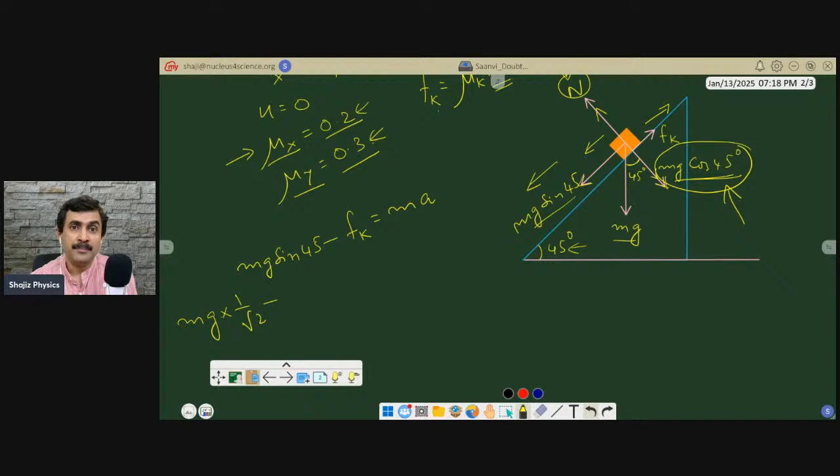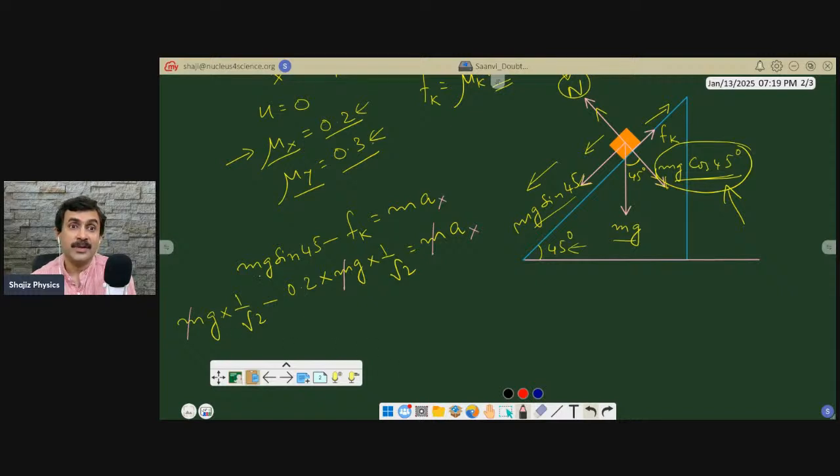So Fk is mu x, 0.2, into mg cos 45. Mg cos 45 is again 1 by root 2, and this is equal to ma. This is the equation. Now in this equation, we can cancel out m on all sides. The m is the common factor, so we can cancel it out. Now, what is the resultant? This is the acceleration of x, ax. Okay, now we can write it like this.